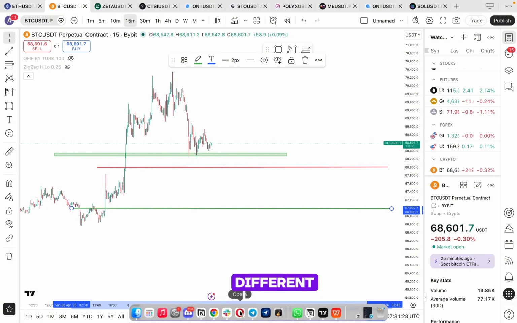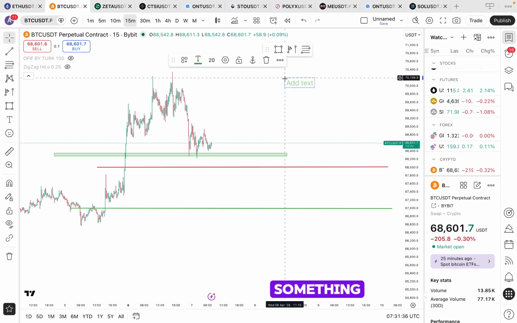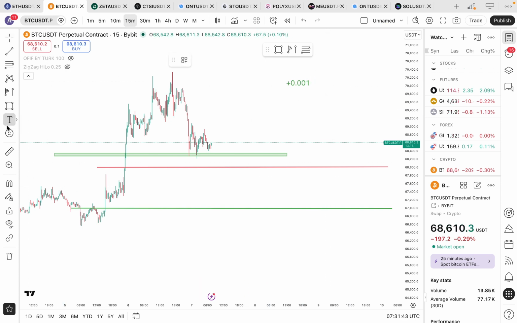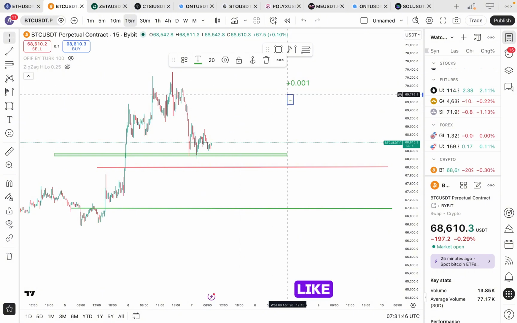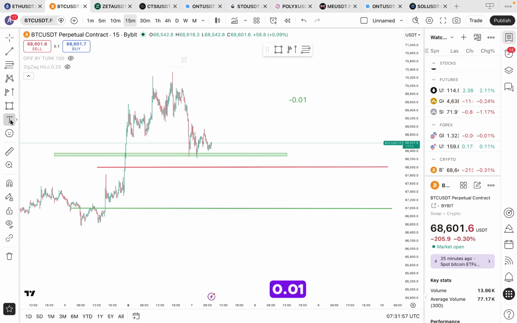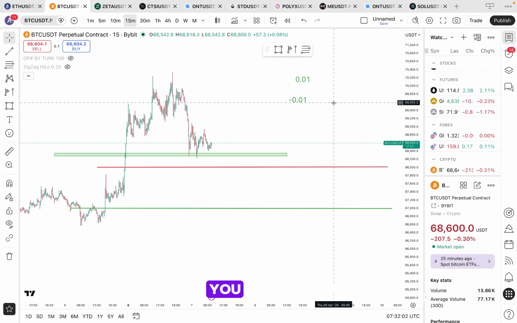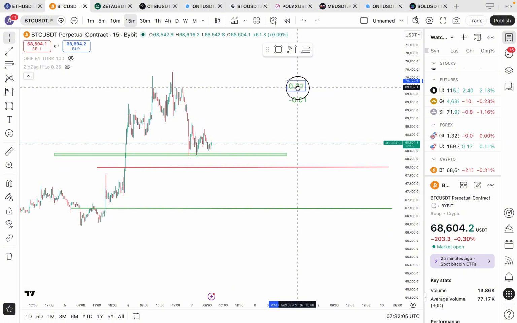Now, when you come over here and you see something like 0.001, or you see something like minus 0.01, sorry, or plus 0.01, or you see just 0.01. Whenever you see something like this, it means something.